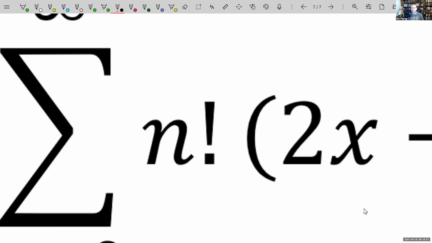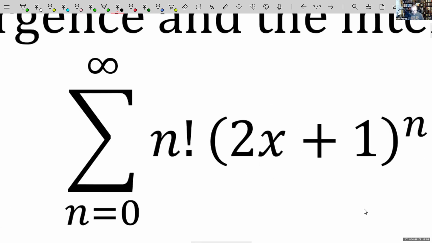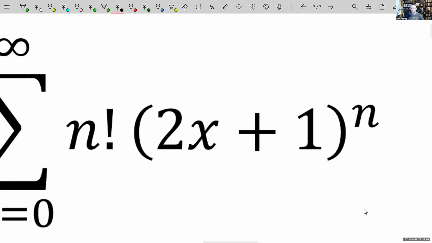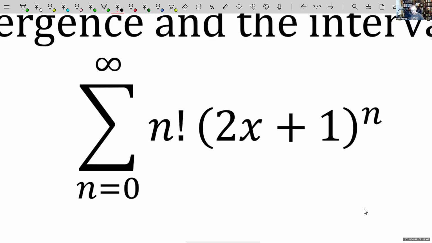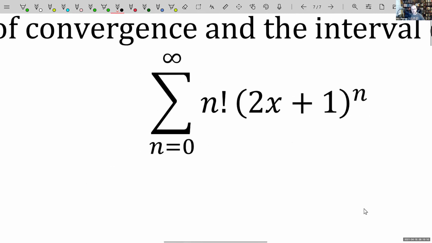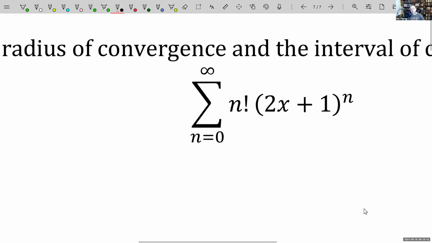But not only that, then you're taking 2x plus 1 and raising 2 in the nth power. So things get really, really massive in this case. So this might diverge for almost every value of x. Well, let's go ahead and find out.